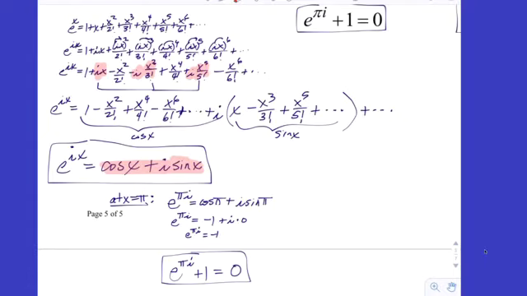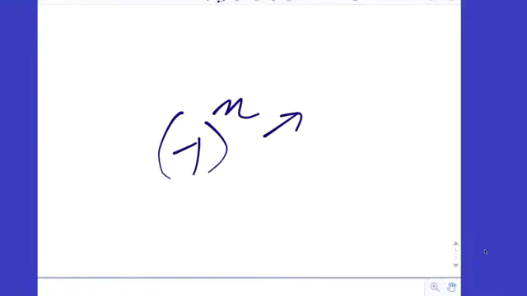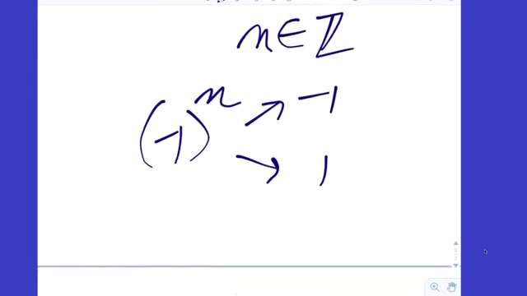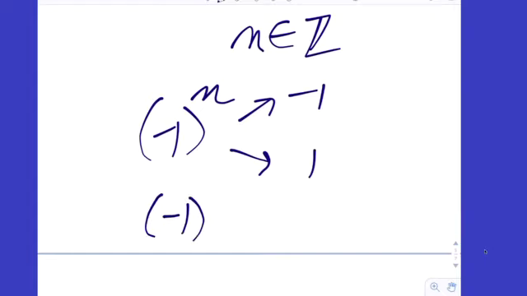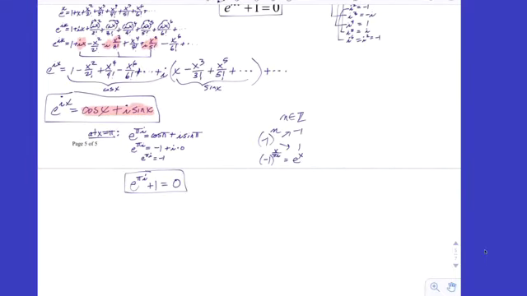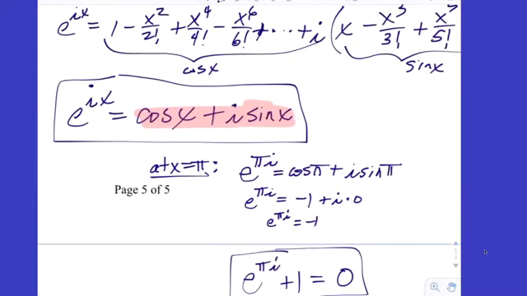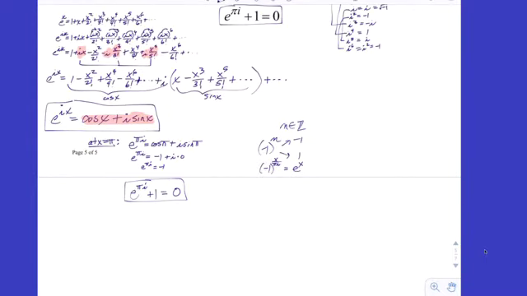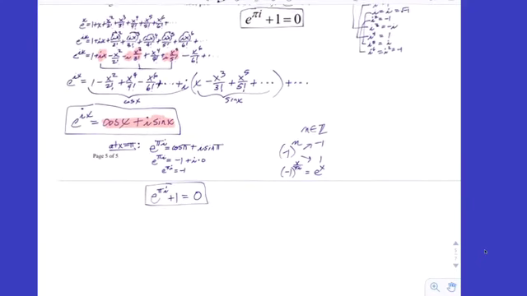Yes, Skylar, you had a question. So normally -1 raised to any number is either going to be -1 or 1. But if -1 is raised to x over pi i, now it's suddenly e to the x. -1 to the n is either -1 or 1 for integer values of n. Yeah? And now what you're saying, that -1 to the x over pi i is going to equal e to the x. Solve this for e to the x. Negative 1 to the x over pi i.